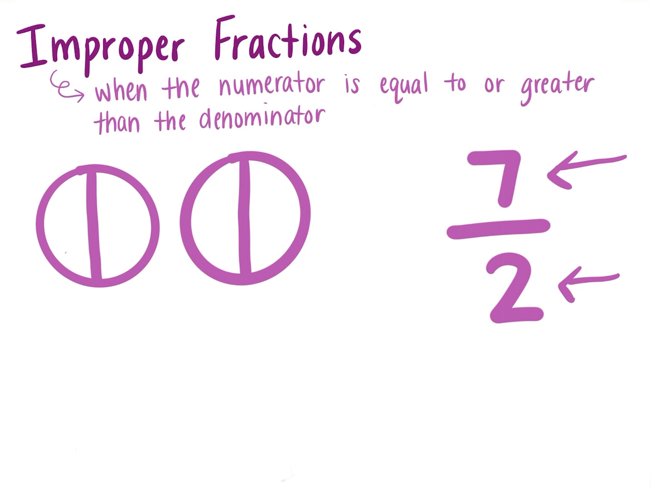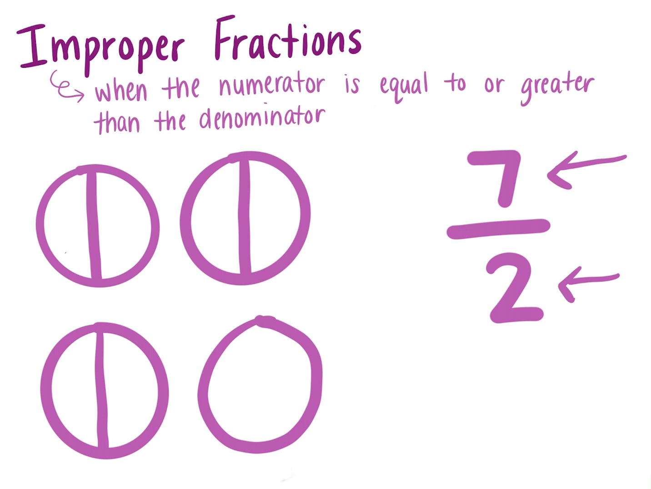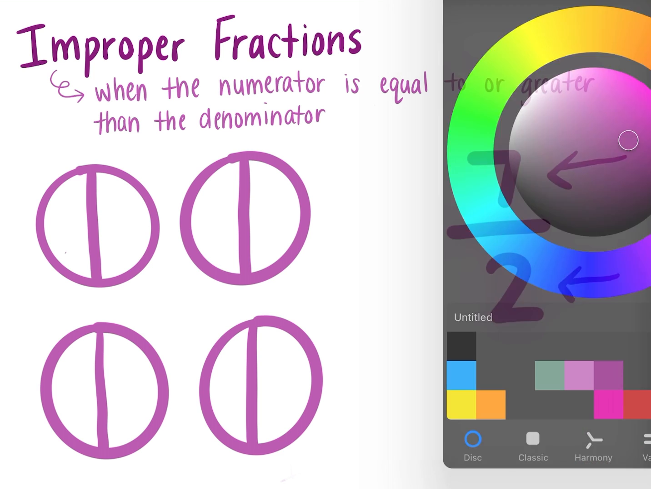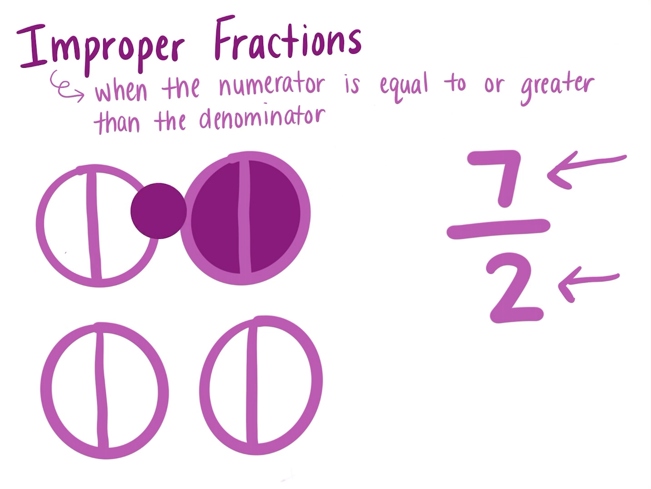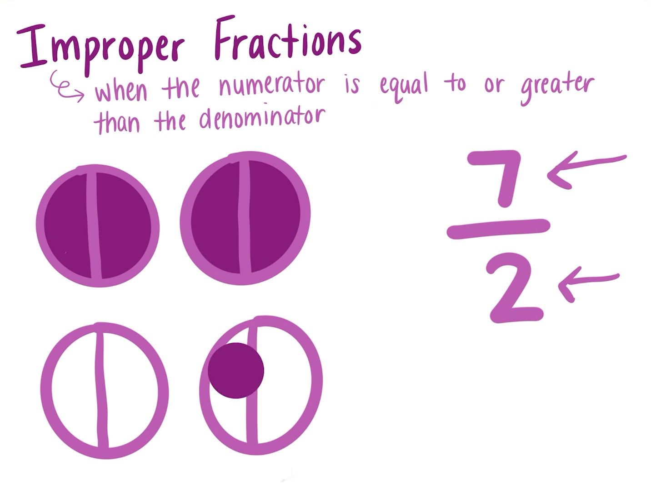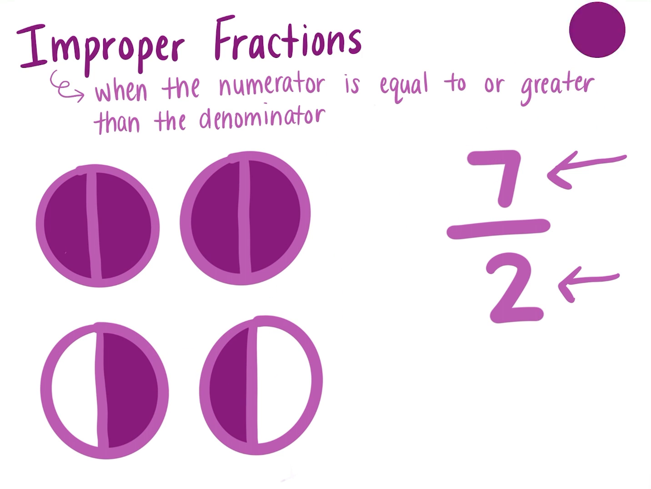So now I have 4 sections I could color in. Now I have 6 sections I could color in. And now I have 8 sections I could color in, which I only need 7. So I'm going to switch colors, and we're going to go ahead and color these sections in. We need 1, 2, 3, 4, 5, 6, 7 sections colored in, okay? So we had 7 sections colored in here because that is our numerator. And then we have 2 as our denominator, so I split my fraction circle into halves.